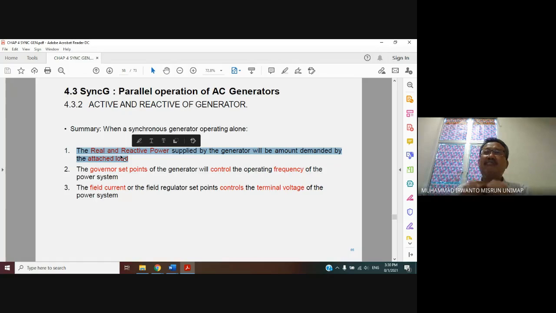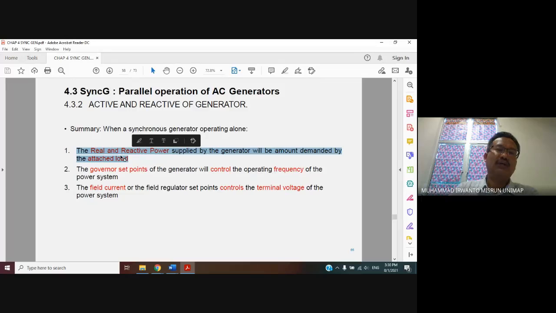How many MVA I will share to the load depends on the type of the load and on the fluctuation of the load. But I can supply the total apparent power only up to a maximum of 5 MVA.